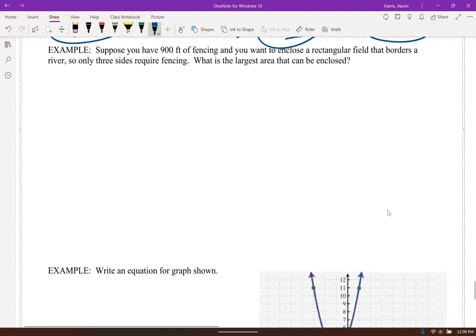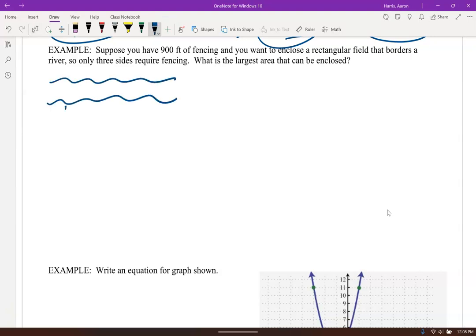All right, here we go. Suppose we have 900 feet of fencing. You want to enclose a rectangular field that borders a river. So imagine you got this river and you've got this rectangular field bordering it. So I don't need fencing along the river, only 3 sides of this. Let's call it X, X, and Y. What's the largest area that could be enclosed? Well, we're given a piece of information. We have 900 feet of fencing, and you want to maximize the area.